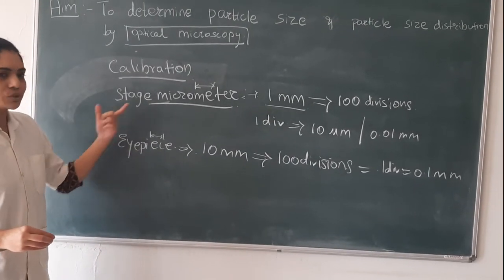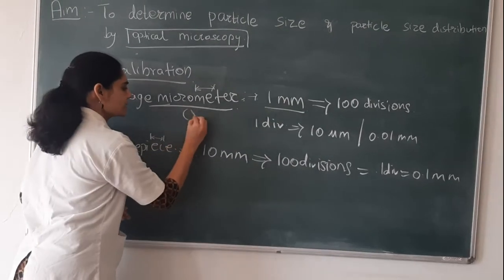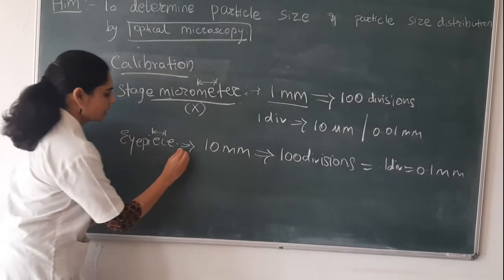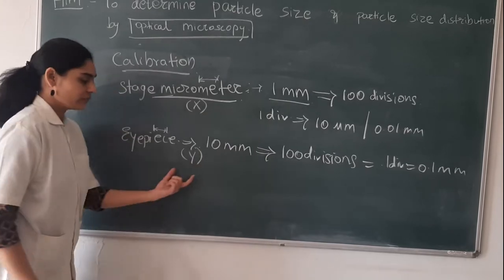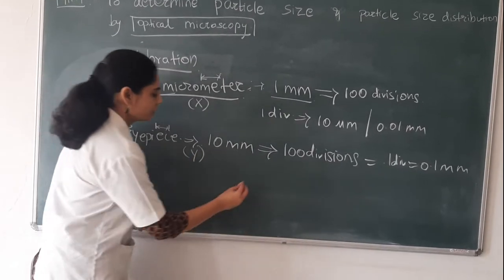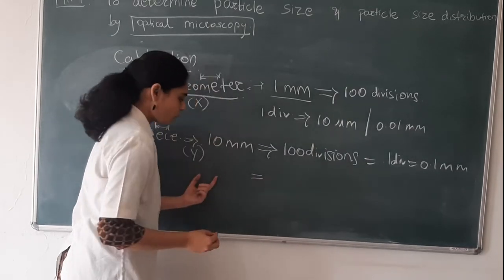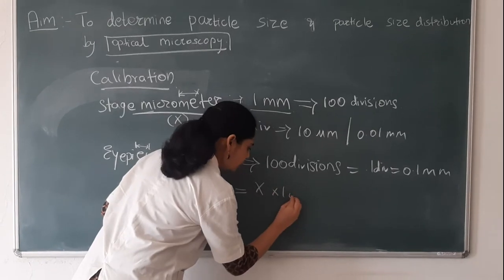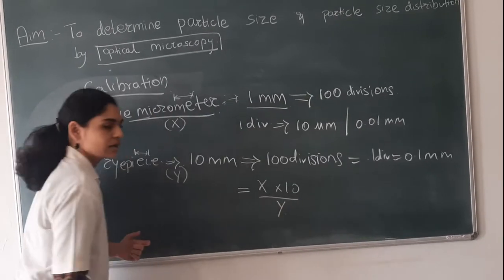Now suppose, for example, x divisions of the stage micrometer coincide with y divisions of the eyepiece. Then the formula we are going to use is: 1 division of eyepiece is equal to x into 10 divided by y.